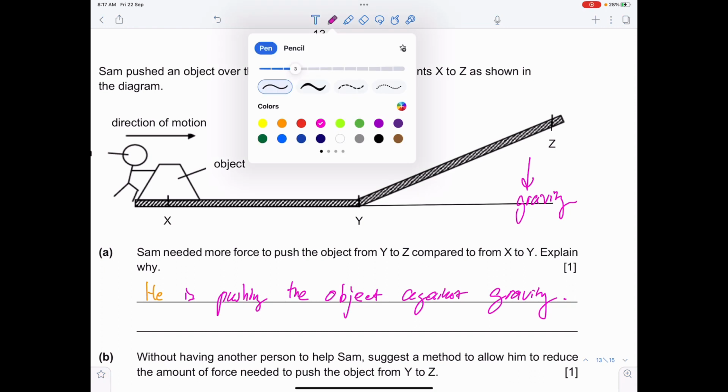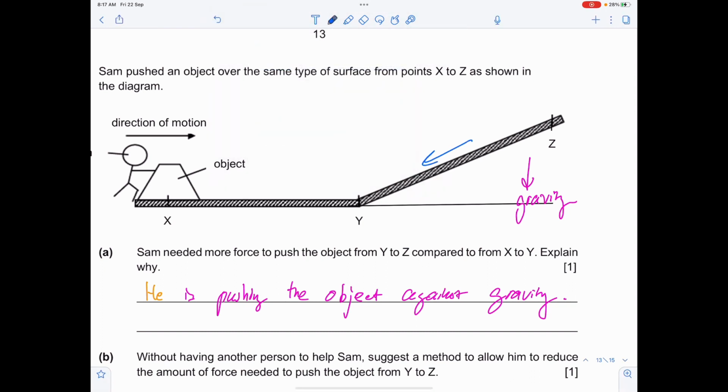The second thing that is acting against it is actually friction. Because you're moving the box in this direction, you are actually going against it. You can't really reduce gravity unless you have some supernatural power, or you cut the object into half because you have reduced the mass. You can't do that. So basically, the only way you can do it is to reduce your friction. So how can we reduce friction?